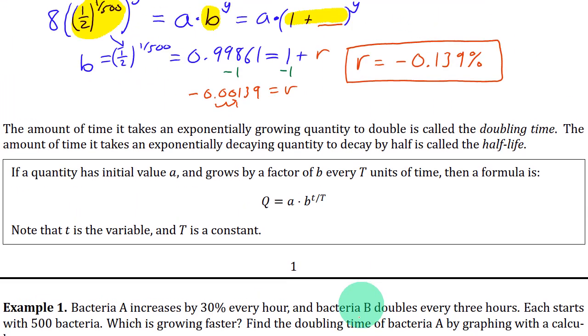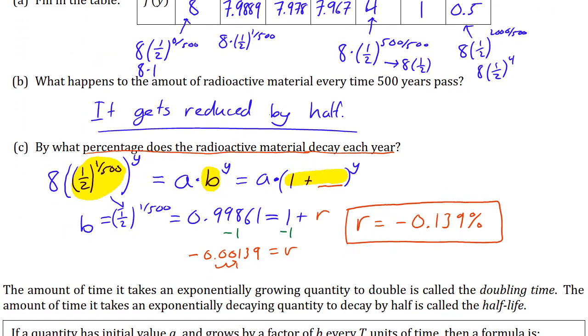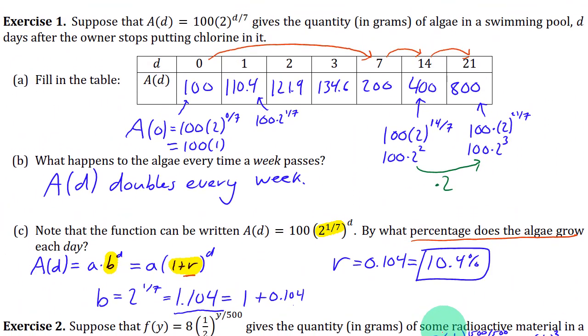So let's talk about the idea of half-life and doubling time now. First of all, what this means is the amount of time it takes an exponentially growing quantity to double is called the doubling time. The amount of time it takes an exponentially decaying quantity to decay by half is called the half-life. So let's look at these formulas here.